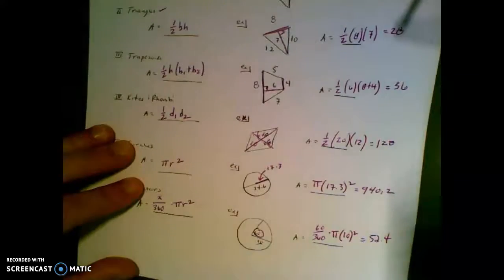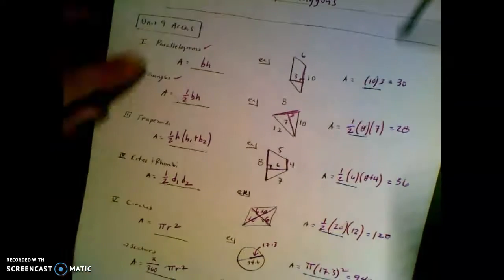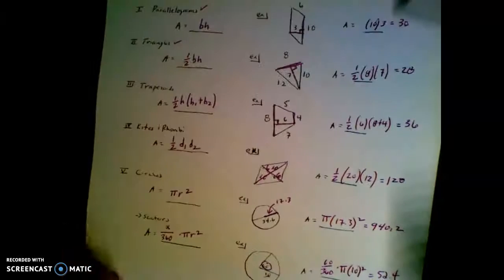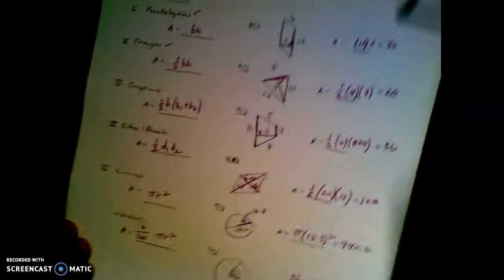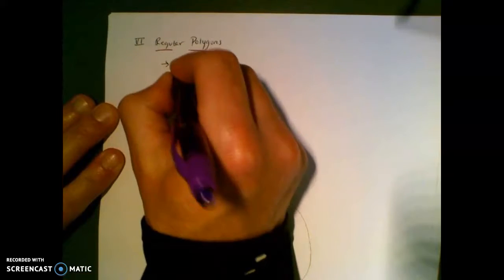square units. So those are all the areas that we've done so far. Parallelograms, triangles, trapezoids, kites and rhombi, circles, and then sectors of circles. So we're going to add to our repertoire today of calculating area. And what we're going to do is we're going to look at regular polygons. Regular polygons, remember, are polygons where all sides and angles are congruent.